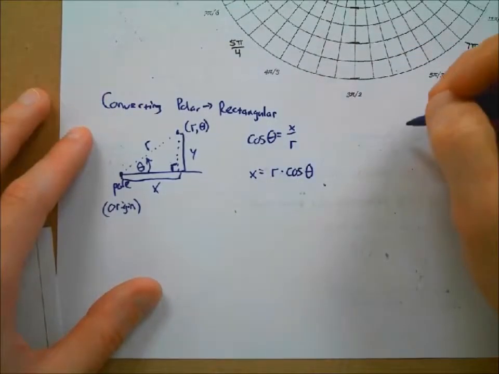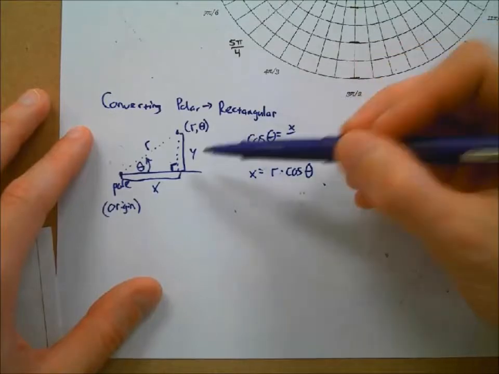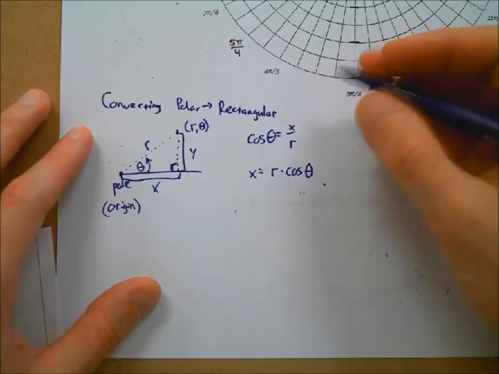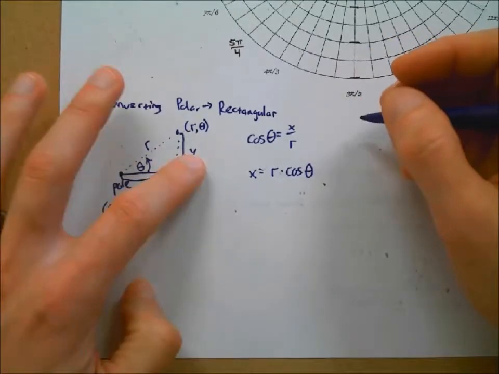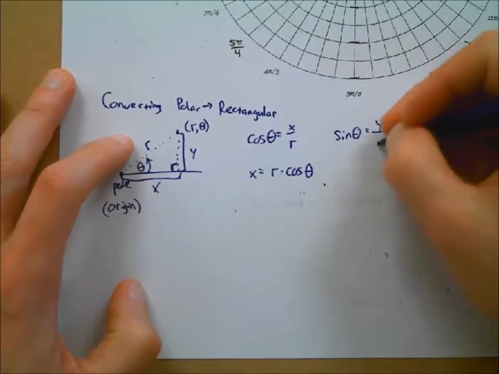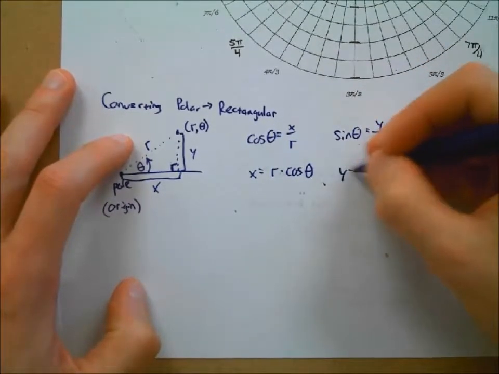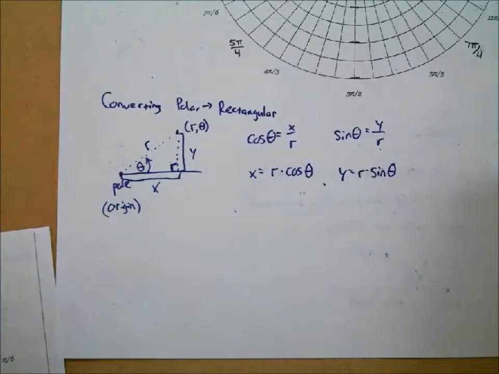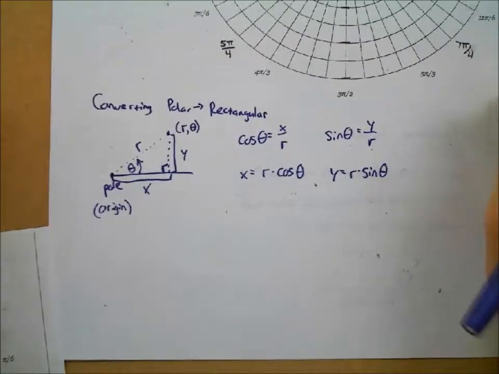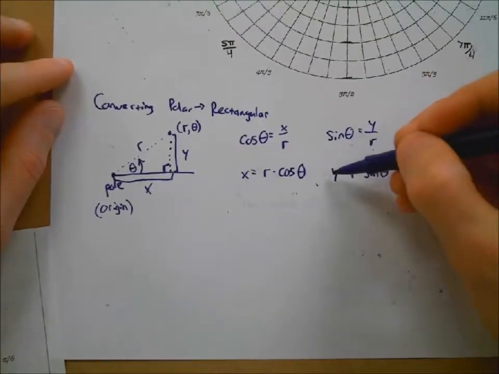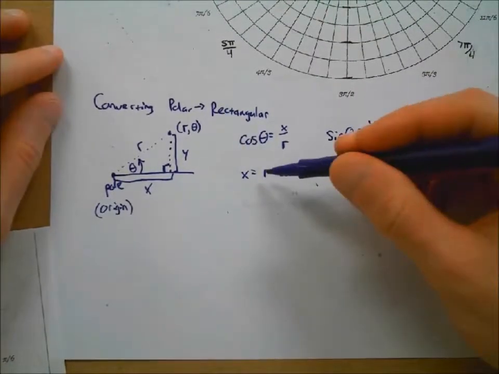Now let's say I want to solve for y. What would be the equation or the relationship I could set up to solve for y here? Sine, right? Sine of theta is opposite y over hypotenuse r. Multiply both sides by r, we get y equals r times the sine of theta. All right, and so these are the two formulas, or equations, we use to find the x and y coordinate of a rectangular point given the r and theta of a polar coordinate.